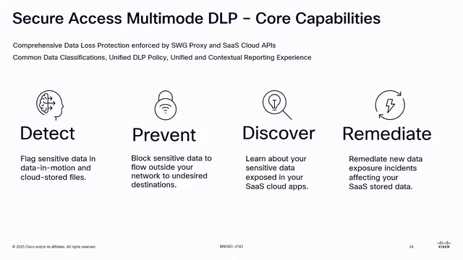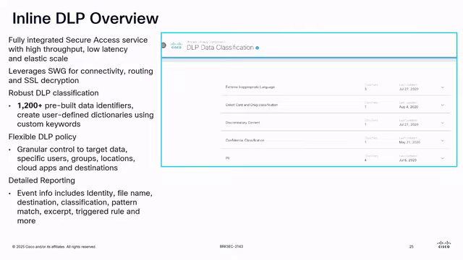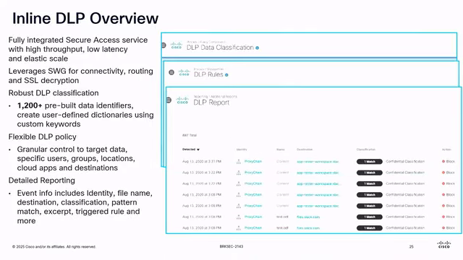And this is just the core pillars of what we call multi-mode DLP. It's really around detecting, putting in guardrails to prevent, giving you the ability to discover sensitive data by doing an incremental scan of your Microsoft 365s and Google Drives, and then taking some action to remediate. Whether remediate means block right away or it means quarantine or change file share permissions. That's what we offer.